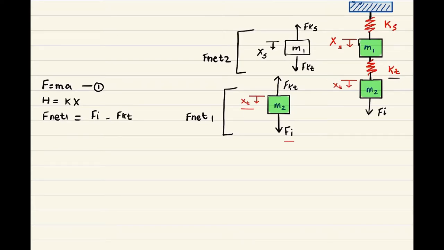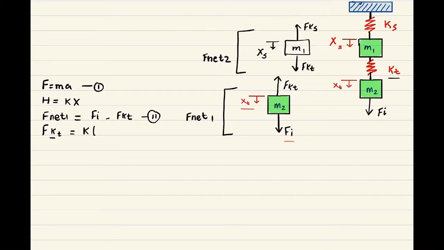Now we got our Fnet1, which let's give equation number 2, but we don't know what our Fkt actually is. Fkt, where k is a spring constant, so we are going to use Hooke's law, which is k times the displacement.